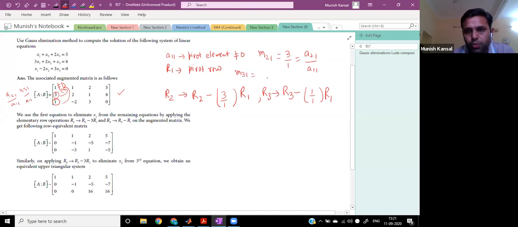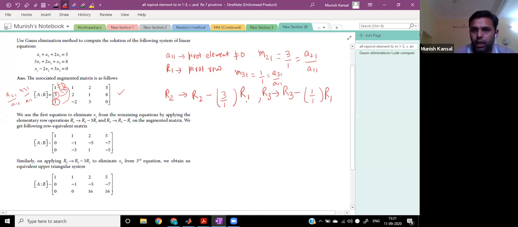M31, this is my A31 by A11, right? So these are my two multipliers. I call this number a multiplier because it is getting multiplied with the pivot row. Now, once you apply these operations, you get another matrix where these two entries will be 0, and the other entries in the second and third row will change because we are applying the transformation on the second and third row. First row will be unchanged, right?